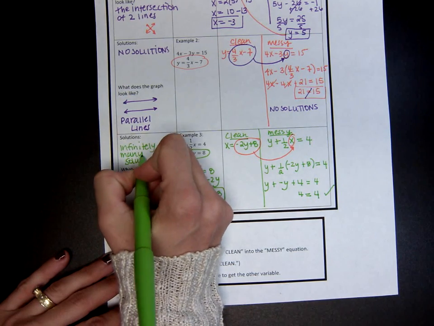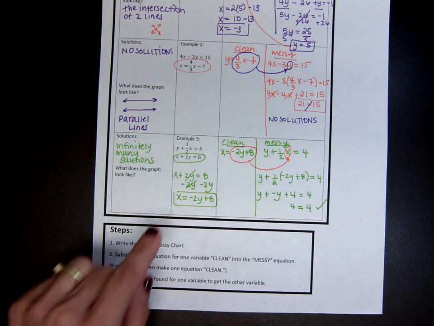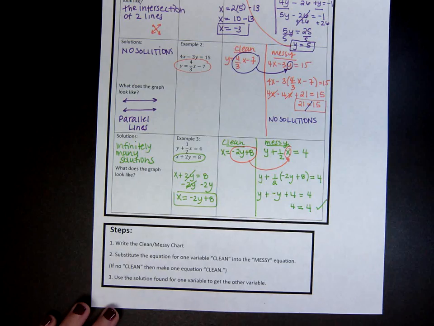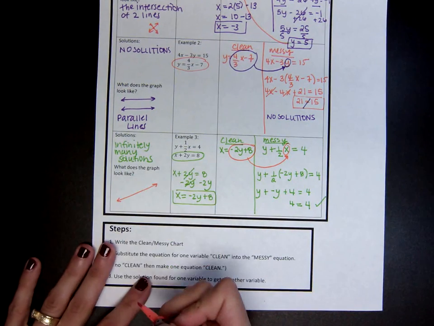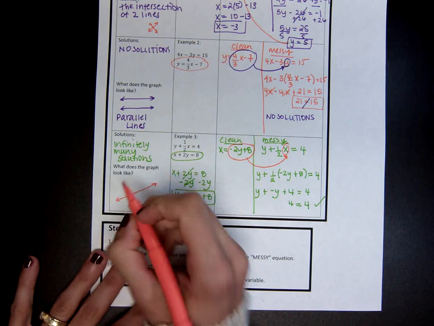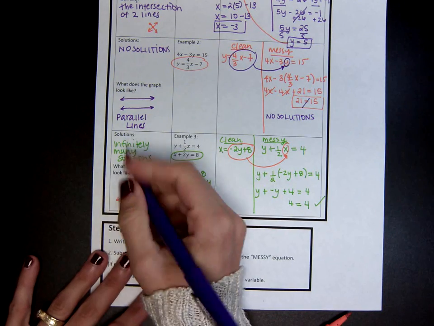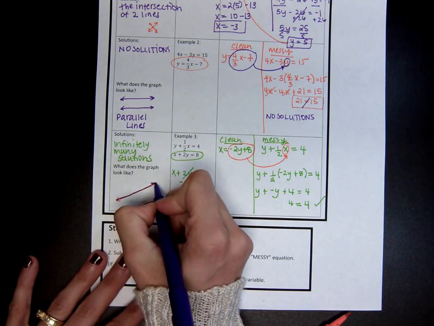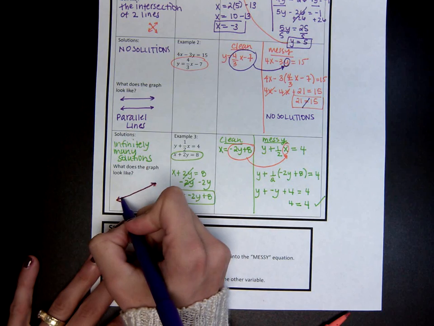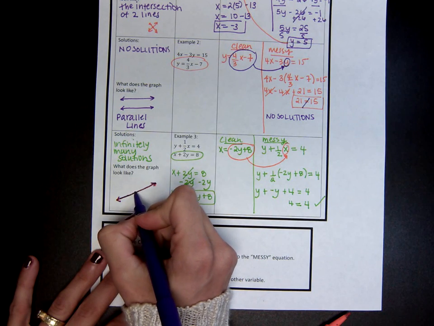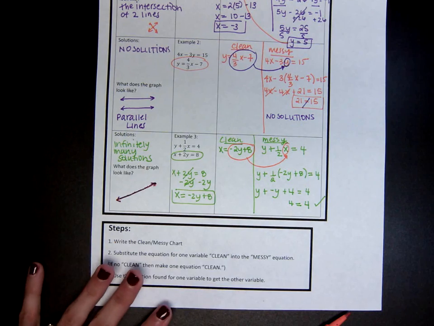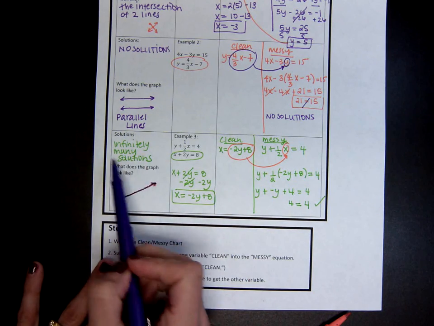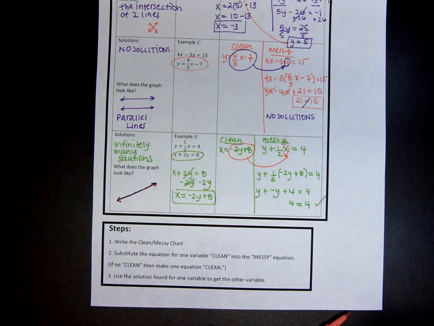And why is that? Well, because if we graph these two lines, we are going to get a line, and then we're going to get another line right on top of that line. It is the same line. It's a line on top of a line. Well, a line is made up of millions and millions, infinitely many points. So if you have a point on top of a point infinitely many times, it means that you have infinitely many solutions. And that concludes our video.